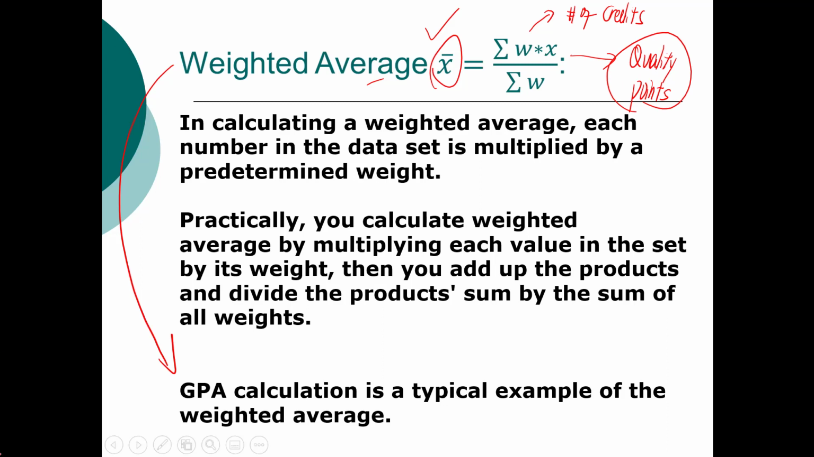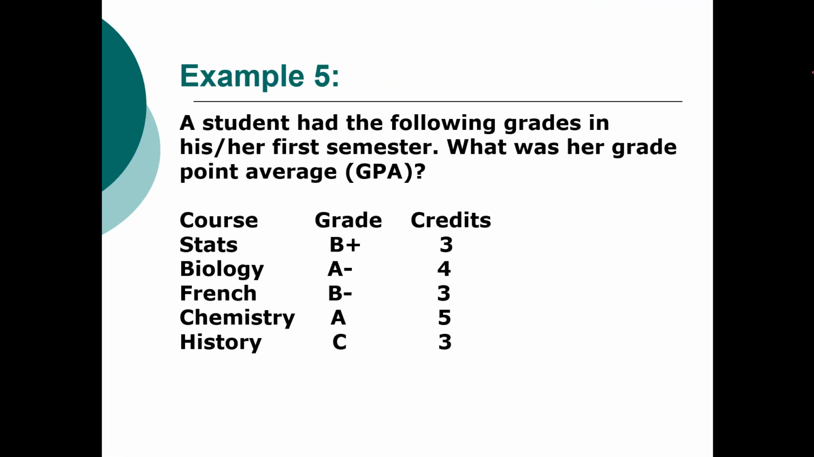In calculating a weighted average, each number in the data set is multiplied by a predetermined weight. In this case, the predetermined weight is the number of credits. Practically, you calculate the weighted average by multiplying each value in the set by its weight. You add up the products and divide by the sum of the weights, meaning total credits. GPA calculation is a typical example of a weighted average. I'm going to show you how to do this. Since you are a college student, you should learn this. Quite helpful. A student had the following grades in the first semester. What was her grade point average, GPA, after this semester?